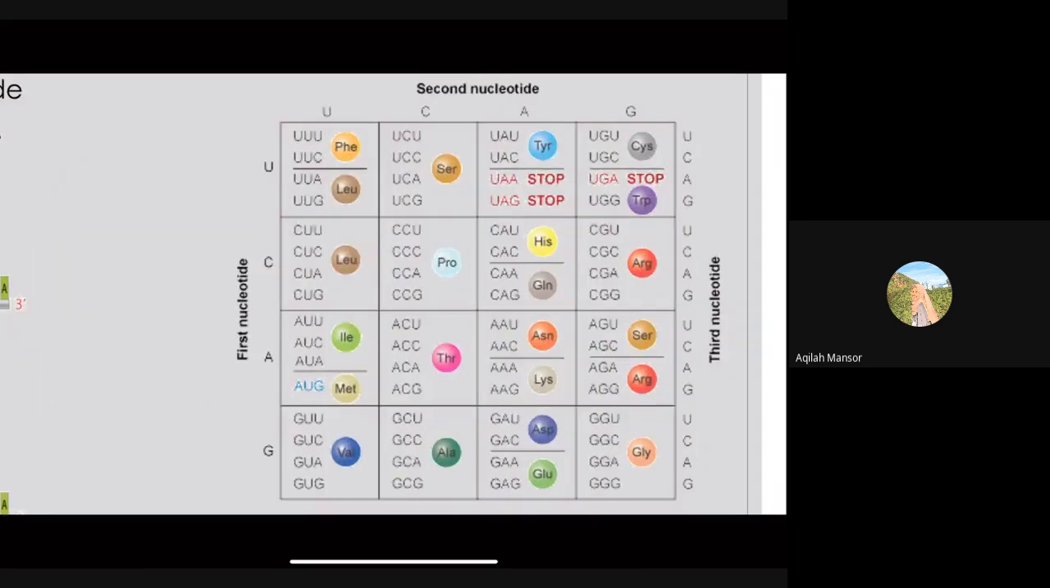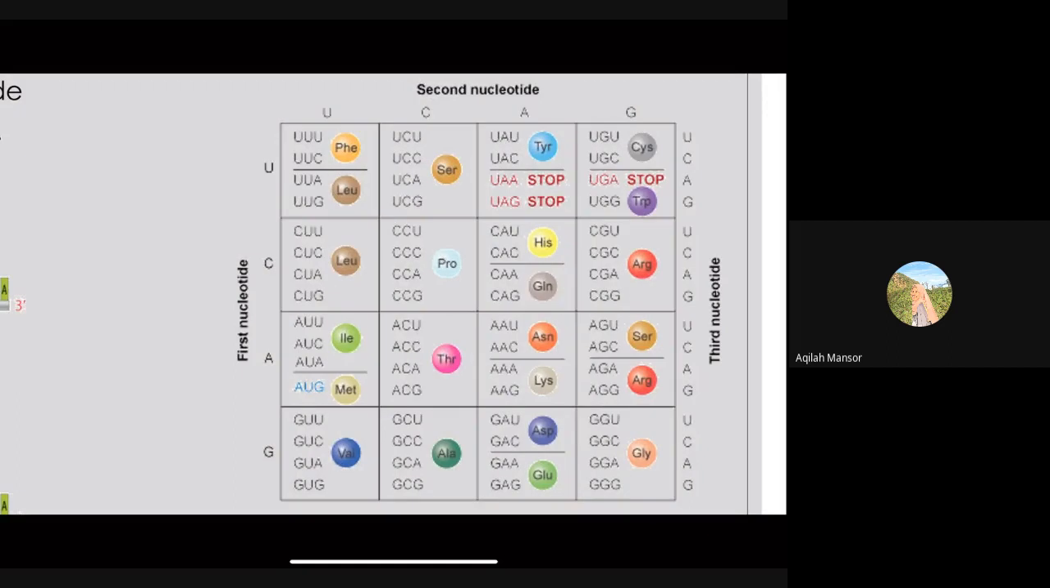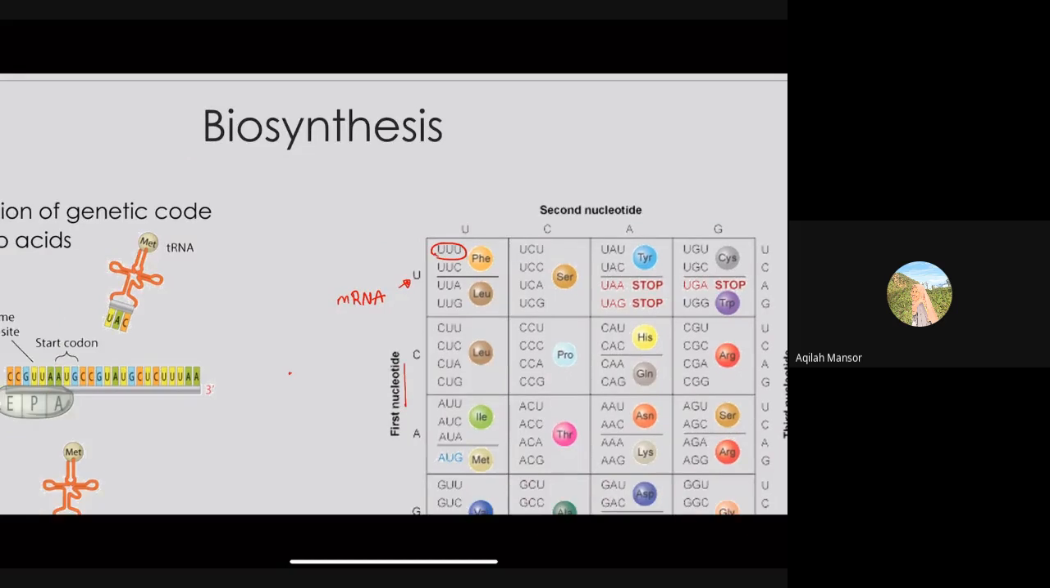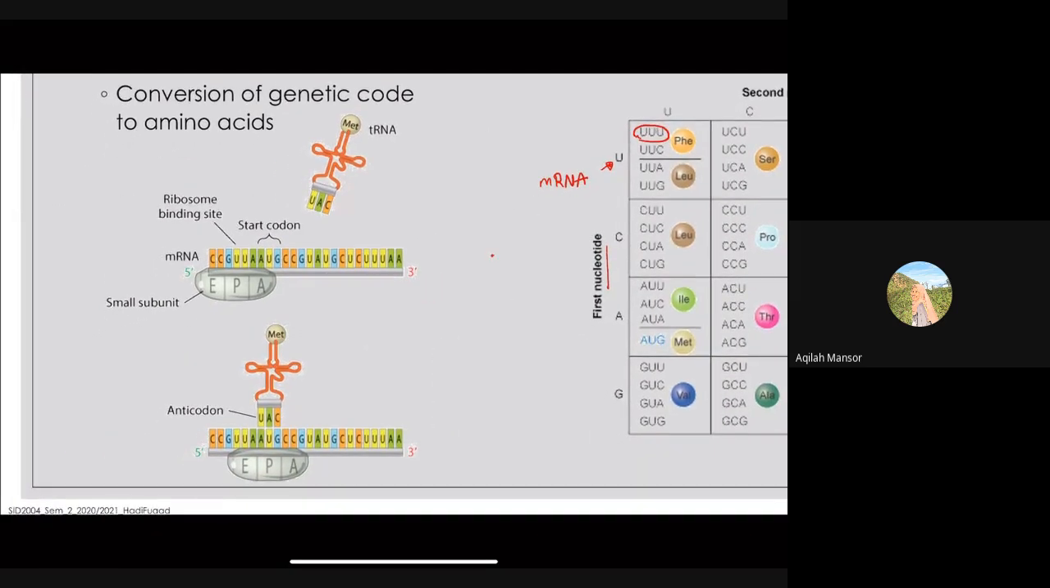Okay, if you see the table on the right hand side, each individual 3-letter code of an RNA will correspond to one amino acid. For example, why is it U? Because it is an mRNA sequence. So if the sequence is UUU, then the ribosome will translate UUU into a phenylalanine. So you have your ribosome, for example, over here.